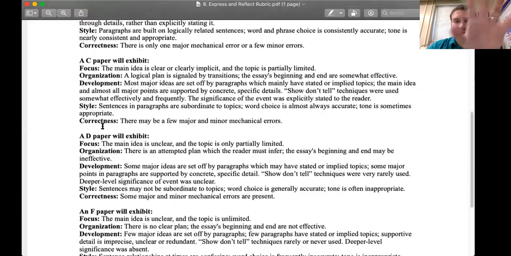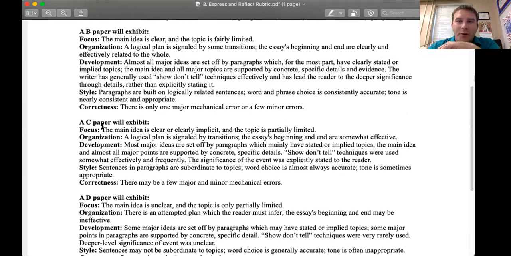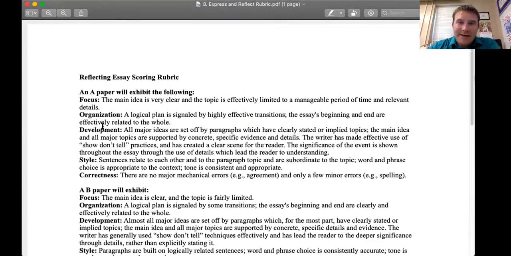We could go through and look at every single one of these criteria if you want, but I'm just going to focus on A level criteria, and then we'll move on from there. So in order to get A focus, the main idea is clear and the topic is effectively limited to a manageable period of time and relevant details. So your story doesn't last years, your story lasts a couple days, maybe a week or a day. It doesn't need to be a super, super long lasting story.